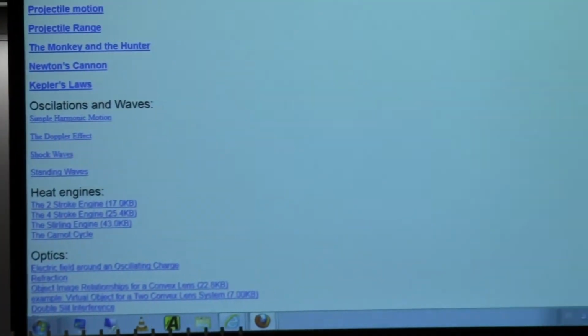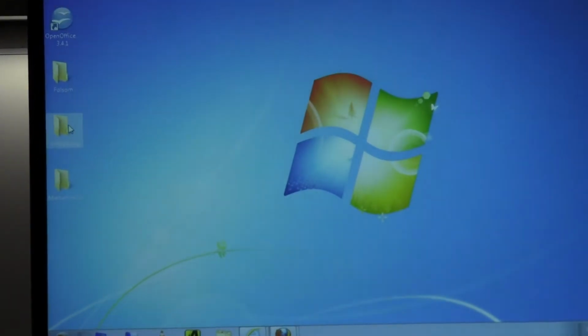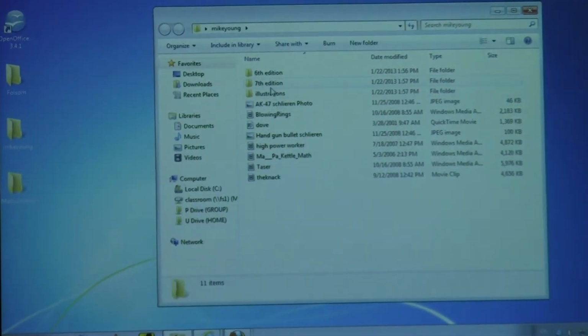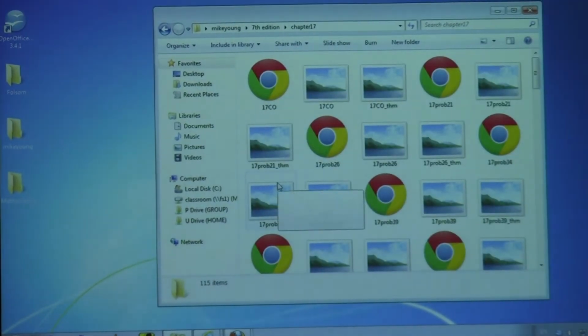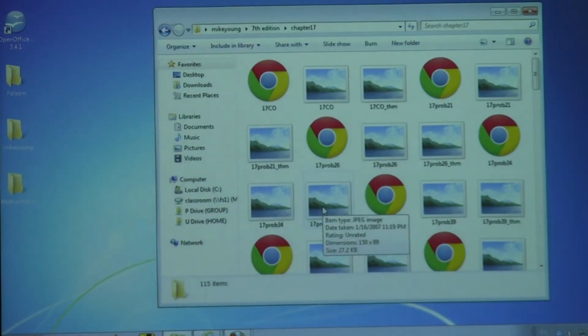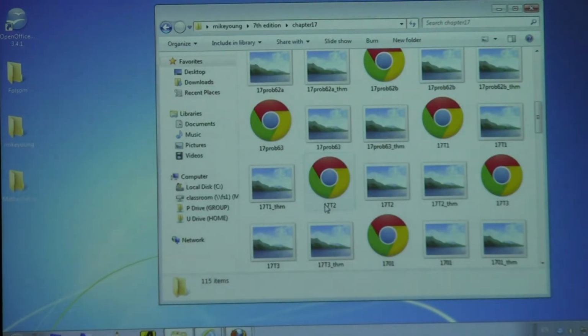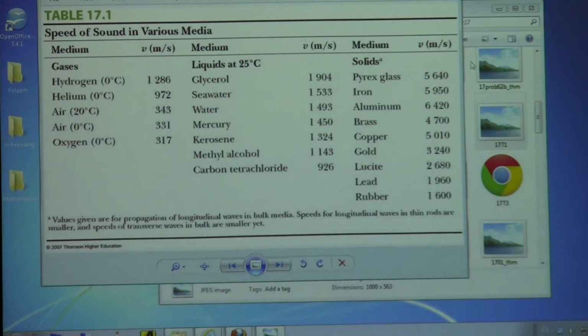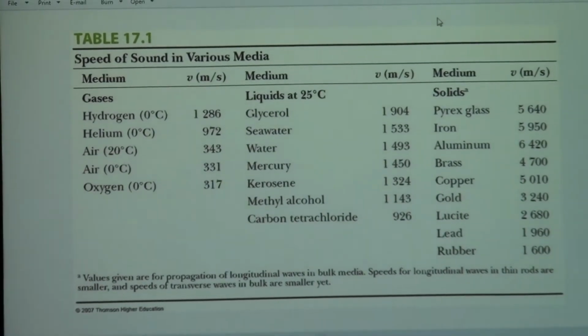But he says, take a look at this, and I guess I meant to call up the diagram here in the 7th edition. What chapter are we in? 17. I wonder why the icons aren't shown, but nonetheless I found what I want.